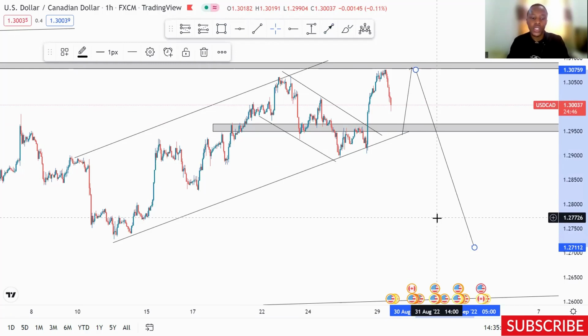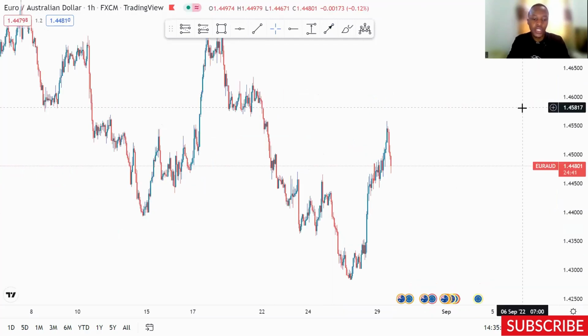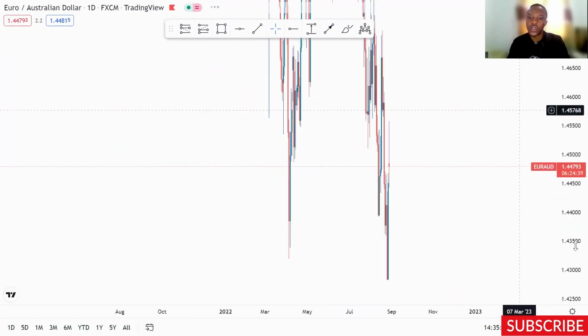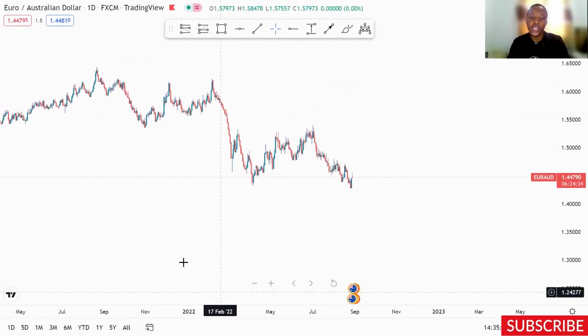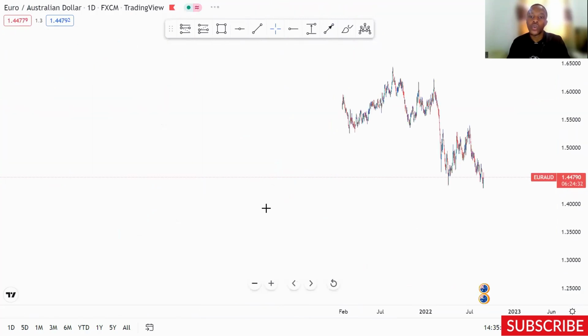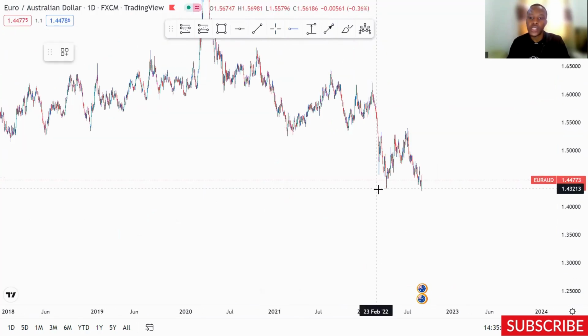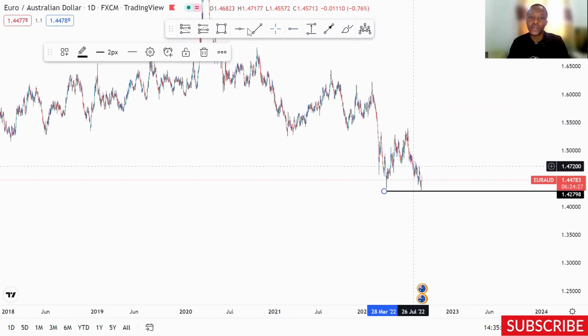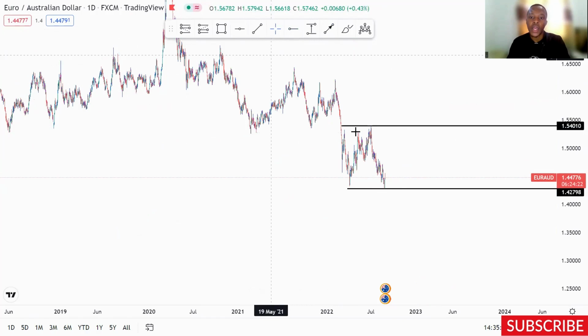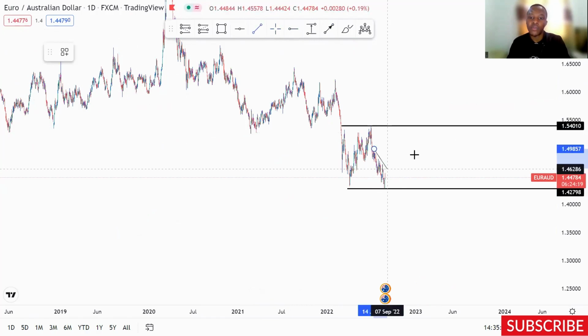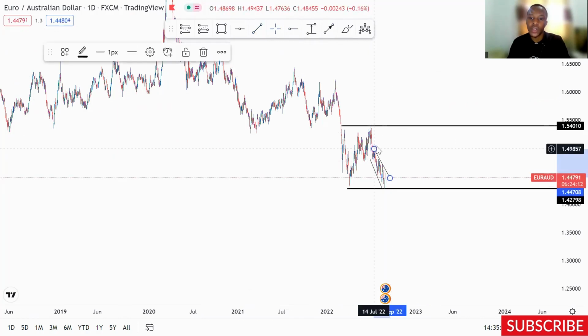So moving on now to the last pair, which is EURAUD, one of my favorites. We're just gonna quickly go to the daily time frame. So as you can see, EURAUD has been bearish for a very long time now. But as you can see, we have the support level, and then we have that resistance over there, and we might be having some sort of a pattern over here that we will dwell deeper into on the 4-hour time frame.